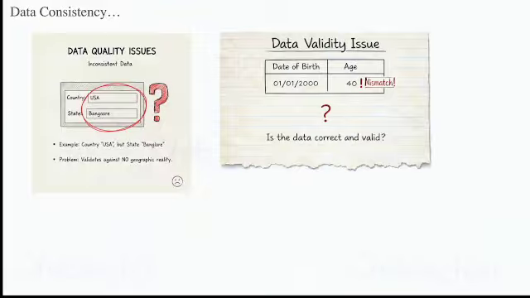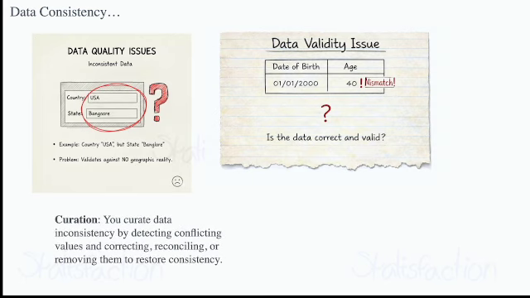A customer's country is listed as USA, but the state field contains Bangalore. The data shows a date of birth of January 1st, 2000, but the age column lists 40. For consistency, you do curation by spotting conflicting data and then correcting, reconciling, or removing those conflicts to make everything line up properly.